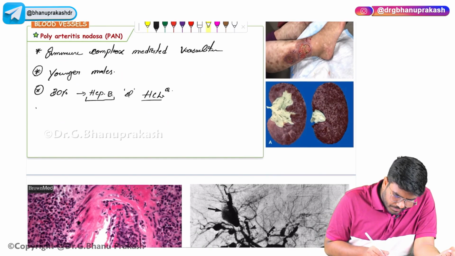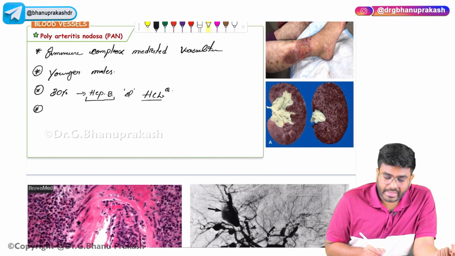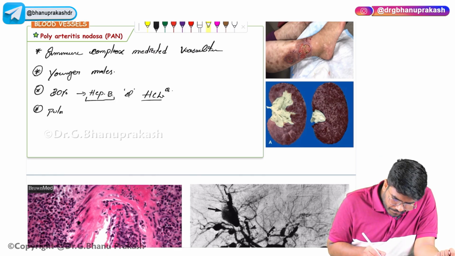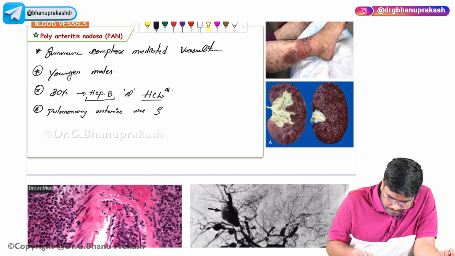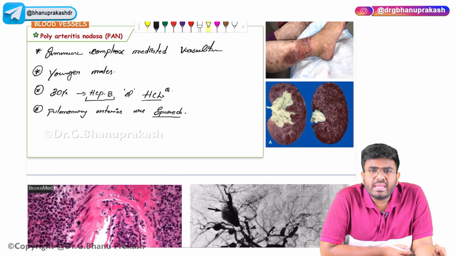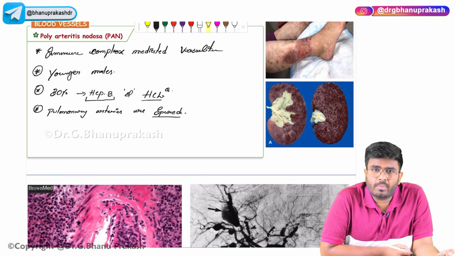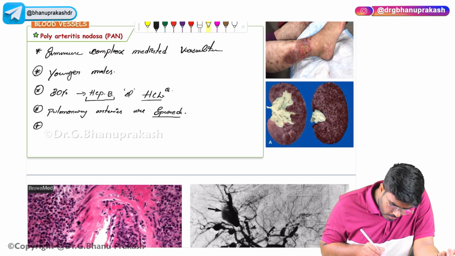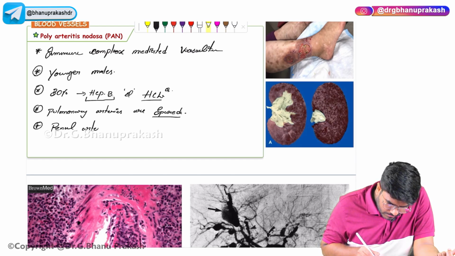What else should you know? I have already taught you that in Polyarteritis Nodosa, many arteries are affected, but pulmonary arteries are spared. In Polyarteritis Nodosa, many arteries are affected, but what is the most common artery that is going to be involved? The most commonly involved arteries are going to be the renal arteries.